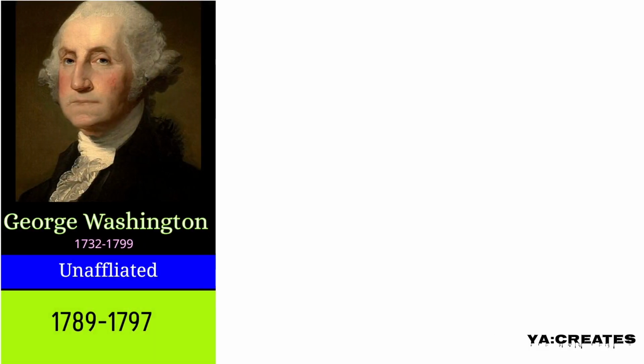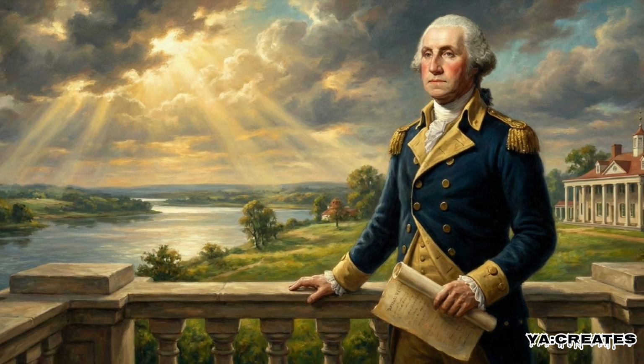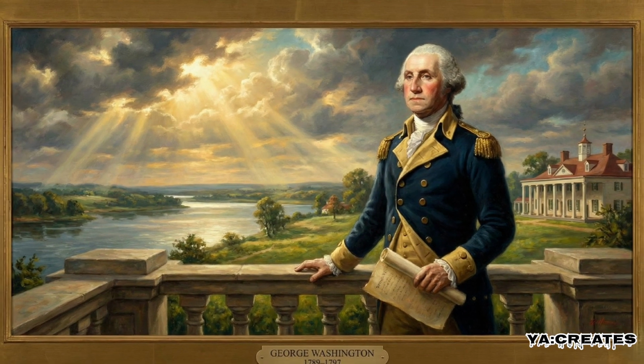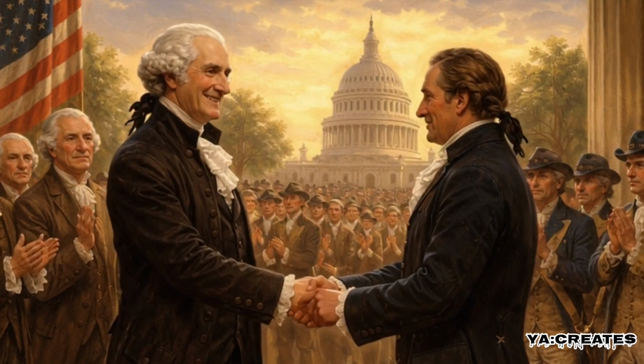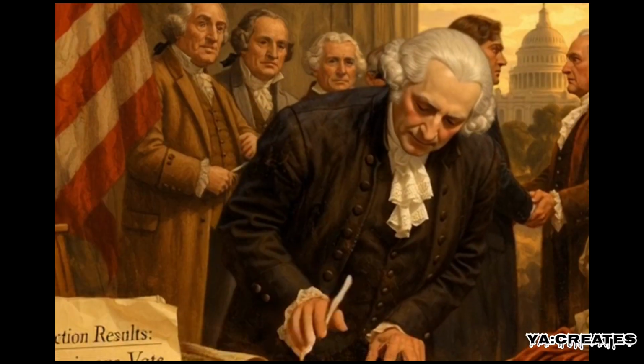George Washington, 1789 to 1797. George Washington, the very first president, was unanimously elected twice and set the two-term tradition by stepping down voluntarily, shaping America's peaceful transfer of power.